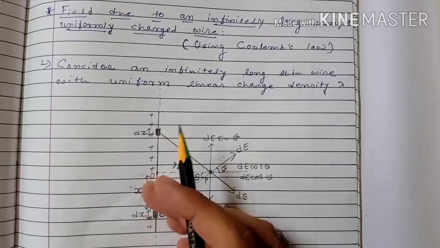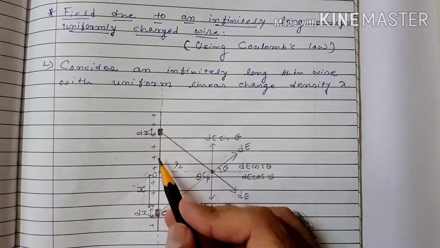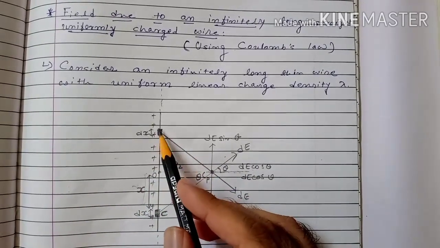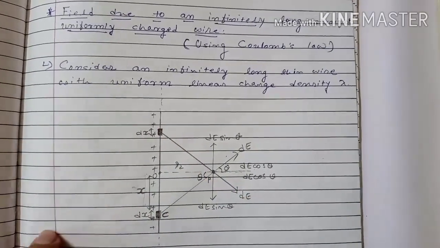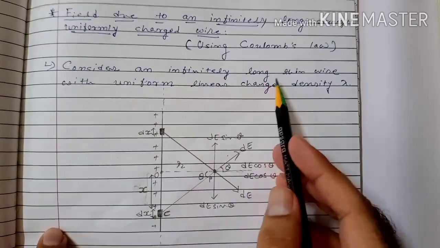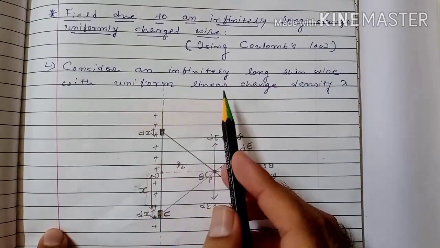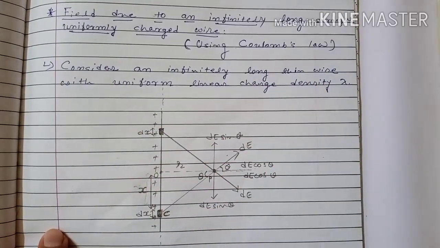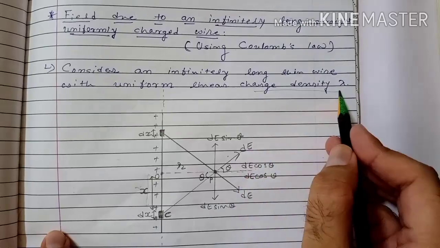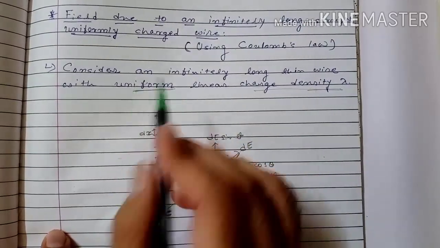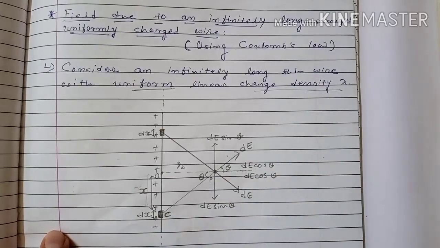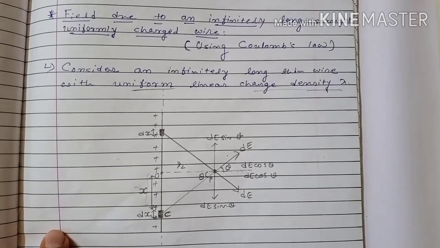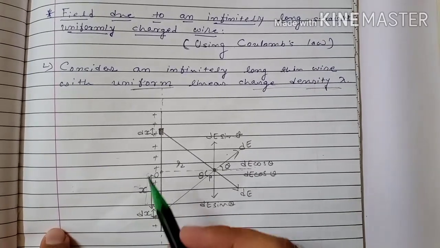Here the wire is uniformly charged. If it is uniformly charged, then charge density lambda will be constant throughout the wire. So here consider an infinitely long thin wire with uniform linear charge density lambda. Linear charge density lambda is uniform, its value will remain constant. We know linear charge density is the ratio of charge to length. Charge per unit length is called linear charge density.